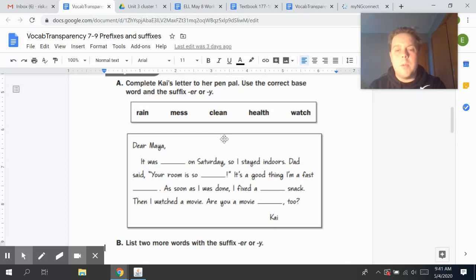It's a good thing I'm a fast cleaner. Someone who cleans is a cleaner. Or you might use that word for a spray bottle, right? You could call it a cleaner. Its job is to clean. Clean plus er would be cleaner. As soon as I was done, I fixed a healthy snack. Then I watched a movie. Are you a movie watcher too?